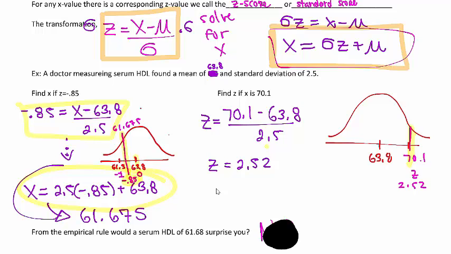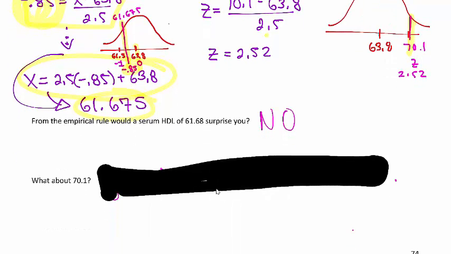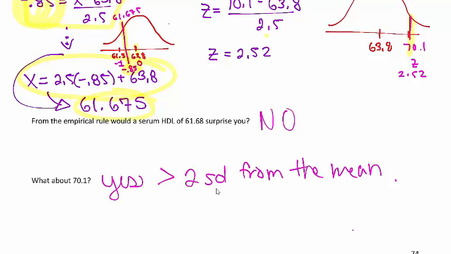No, right? 61.68 is not even one standard deviation below average. It's right where it should be. It's typical. However, what about 70.1? Yeah, that's high. That is almost 3 standard deviations above average. It's pretty rare. It's getting high.